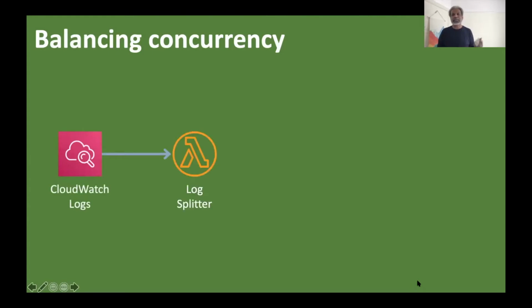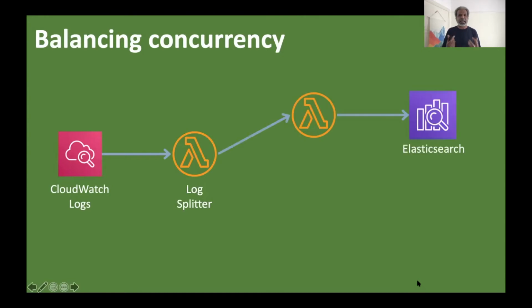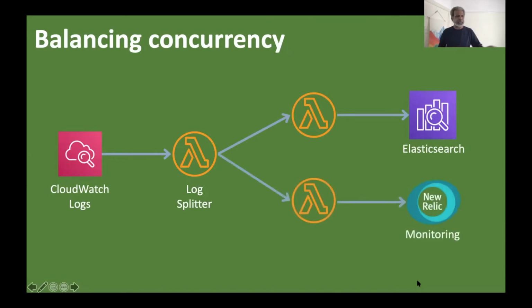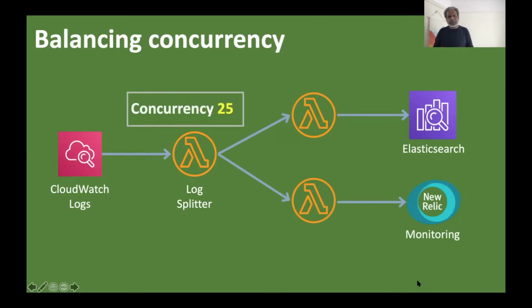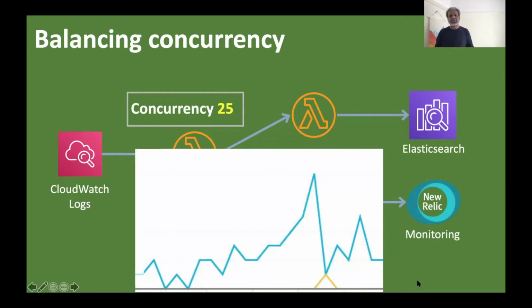So this is again a simple flow that we have. CloudWatch Logs, there is a log splitter, a Lambda function that receives the logs. It splits and identifies based on a couple of things. One stream goes to Elasticsearch and the other stream goes to monitoring, all fine. So when the engineer originally implemented it, he must have thought this Lambda function should have some limit. So the original concurrency set was 25. When this went to production, it wasn't consuming anything near 25, probably 5 or 6 or something like that. Then we hit the high season, with peaks like this.